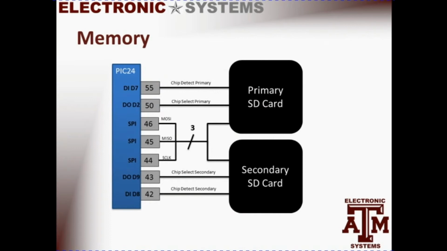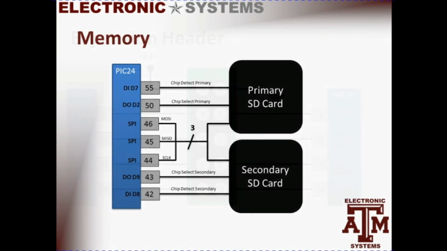This diagram shows how the SD memory card slots interface with the PIC microcontroller. Each SD card slot has a chip detect, which serves as a sensor for when an SD card is present, a chip select, which allows the microcontroller to select which SD card to use, and a standard 3-wire SPI bus is used for communication between the SD card and the microcontroller. In practice, only one card will be used at a time.